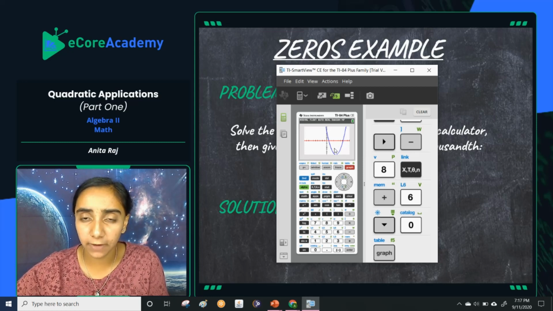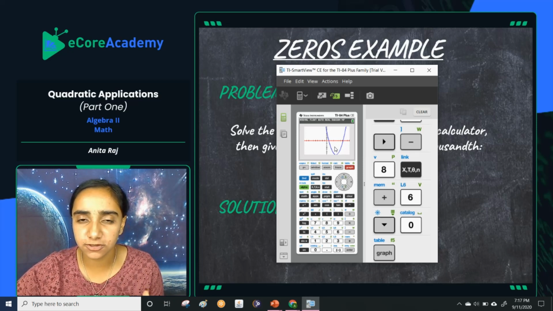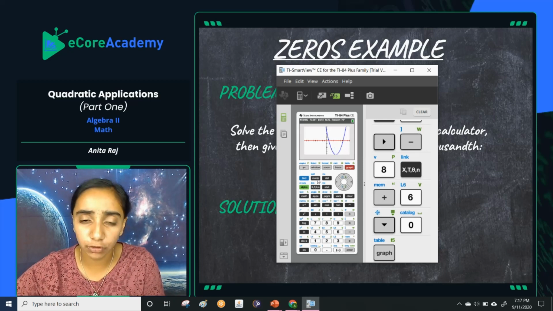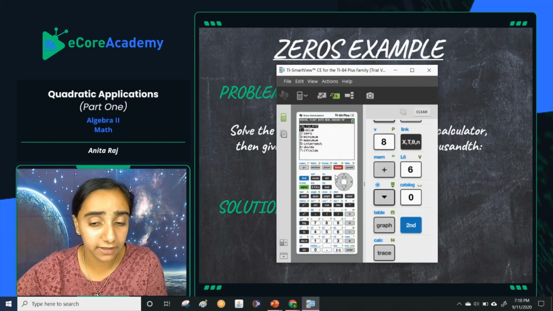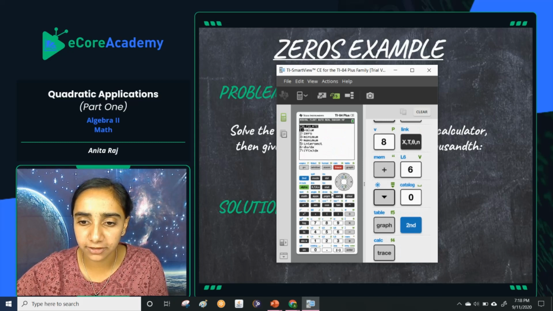So how would we do that? We do our regular find the intercept between 2 lines method that we've been using. If you don't remember, let's go over it right now. So we're going to hit second, and then we're going to hit trace to go to the calc menu. Hit 5 for intersect. Hit 5. You'll be brought back here.